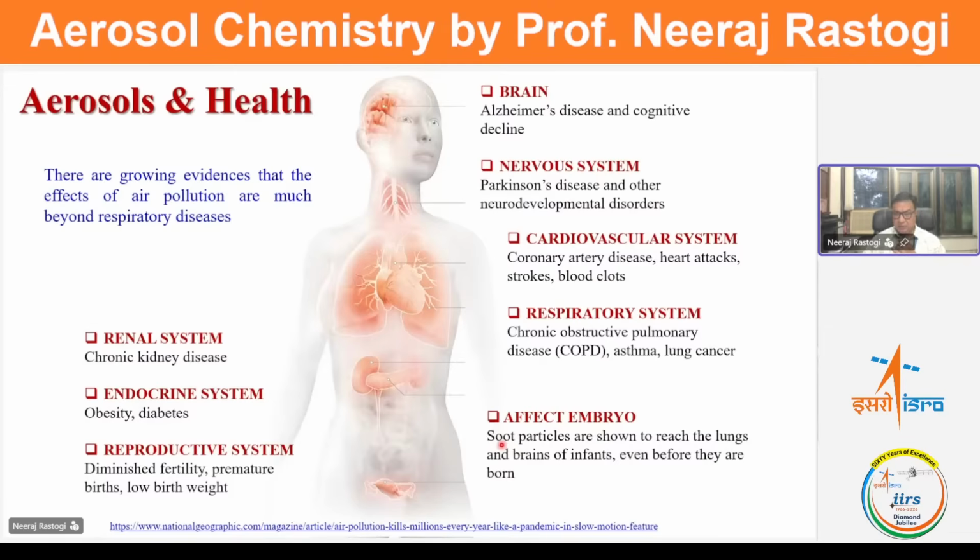Soot particles, which are actually black carbon, are shown to reach the lungs and brains of infants even before they are born. So now you see how deep aerosol can reach and what kind of effect they are causing on us. Some are known, many are unknown. And these effects can be acute or chronic. What is the difference? Acute means immediate effect. Suppose there is huge pollution and some people are dying. That is called acute effect.